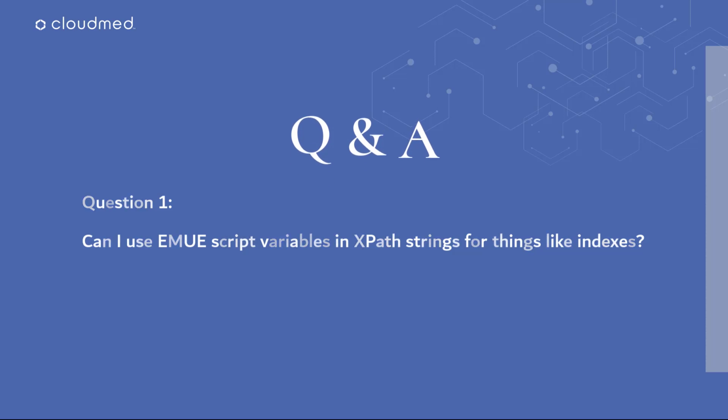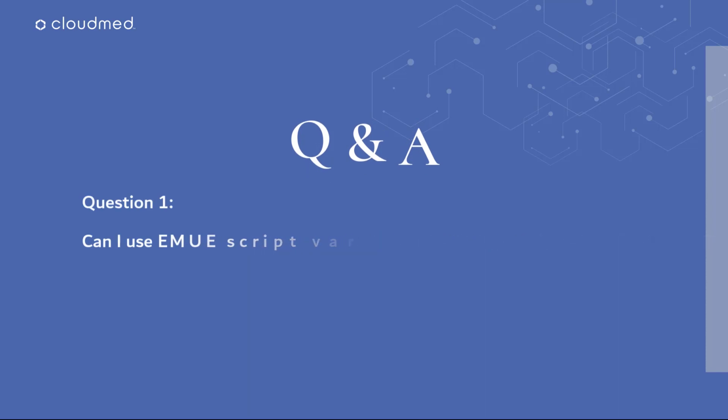You sure can. That would be the same embedded variables that you'd use in any other string in Emu. So the curly braces and then the name of the variable on the inside, you can put that in XPath and it will work.